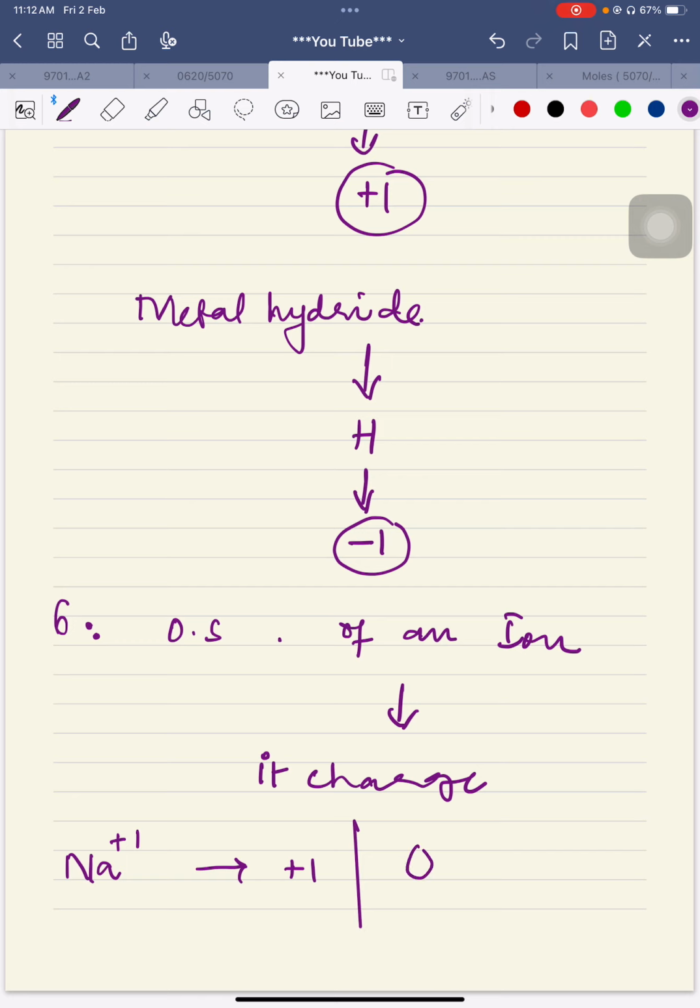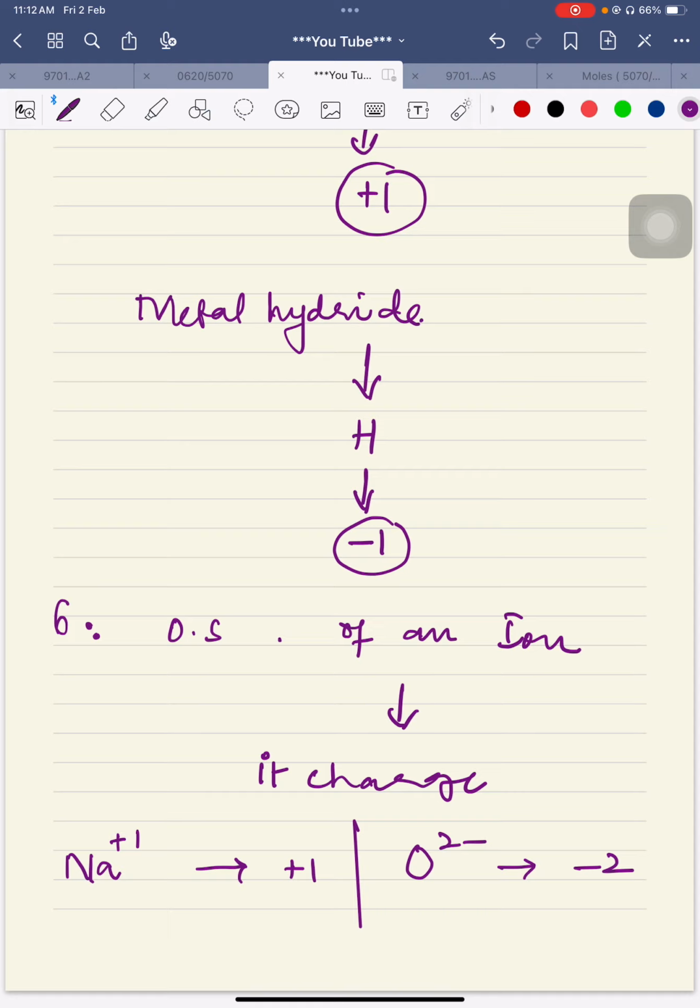Consider another ion, that is O2 minus. It is an ion of oxygen. And what will be the charge on that? It will be -2. So we can say that the oxidation state of sodium is +1 and the oxidation state of the oxide ion is -2. These are the charges on these ions and these are the oxidation states associated with these ions.